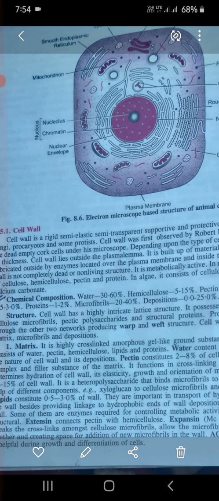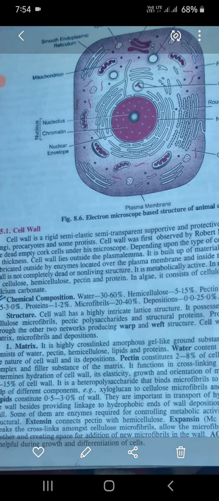इसके बाद इसका जो स्ट्रक्चर है, cell wall has highly intricate lattice structure. It possesses three types of networks: cellulose microfibrils, peptide polysaccharides and structural proteins. Protein network जो है, it interweaves through the other two networks, producing a warp and weft structure. Cell wall consists of three parts: matrix, microfibrils and depositions.